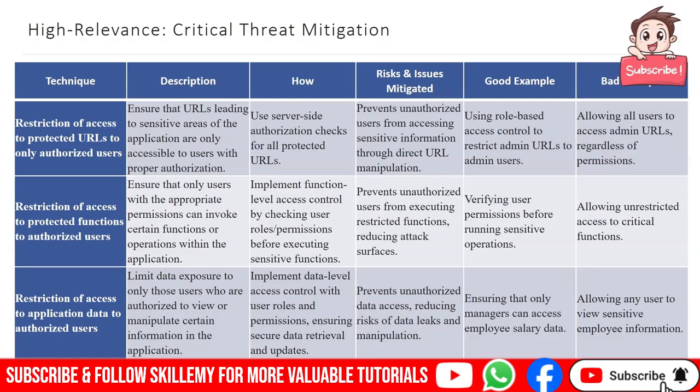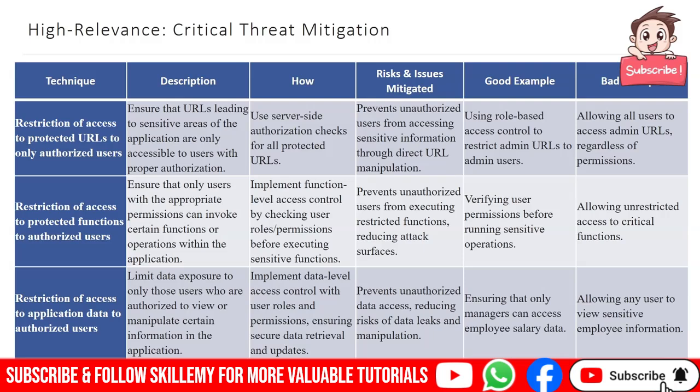Let's go deeper into these practices for locking down access and implementing robust authorization mechanisms, as they are crucial for protecting critical resources and functions in an application. Let's begin by focusing on the high-relevance practices, which are the most critical for mitigating serious threats. These measures ensure that access to sensitive resources, functions, and data is strictly limited to authorized users. Starting with these high-relevance controls will help us build a strong foundation for securing the most vulnerable aspects of an application. First, consider the importance of restricting access to protected URLs.